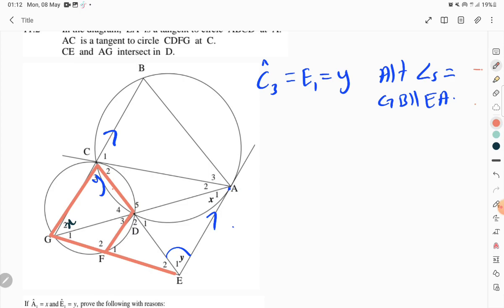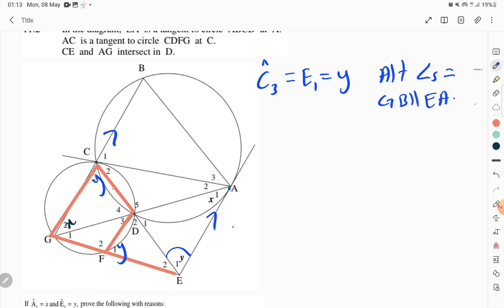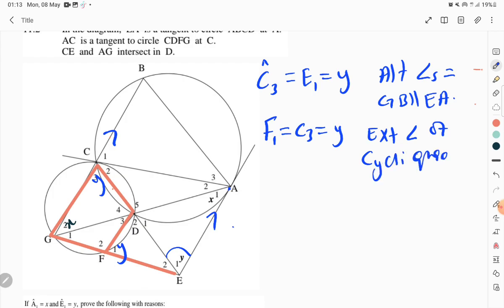So we can see that we also have this Y over there, that we can say F1 is actually equal to C3. They are both equal to Y. Reason: this is the exterior angle of a cyclic quadrilateral. Of a what? Of a cyclic quadrilateral. So we have that.